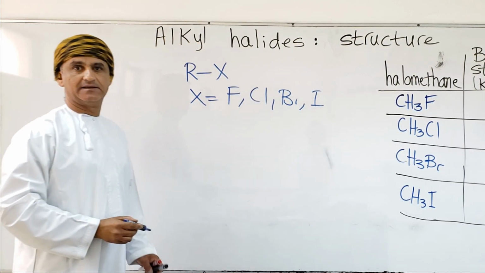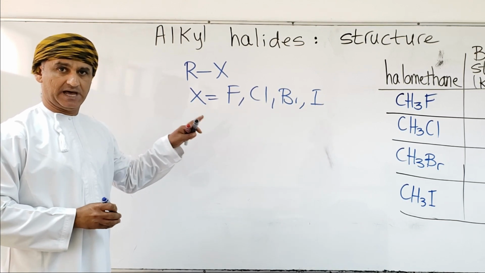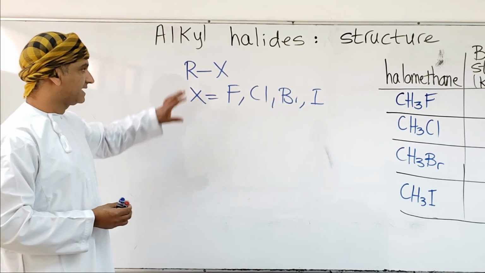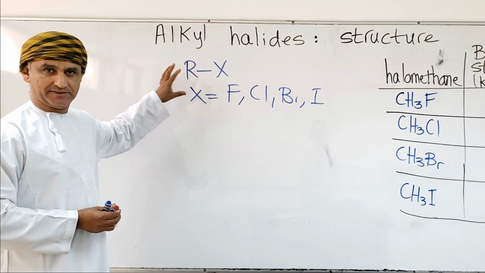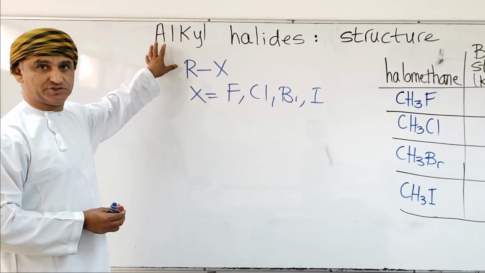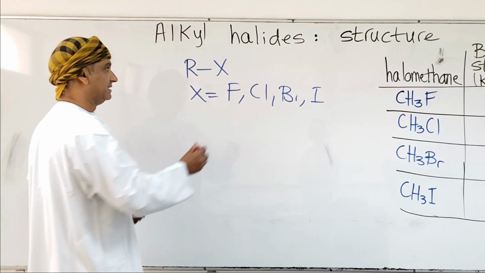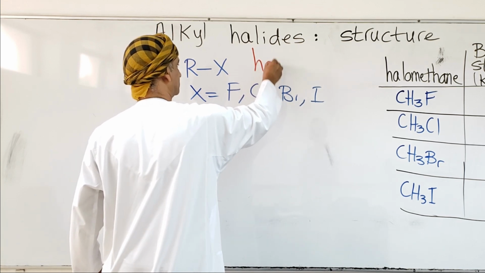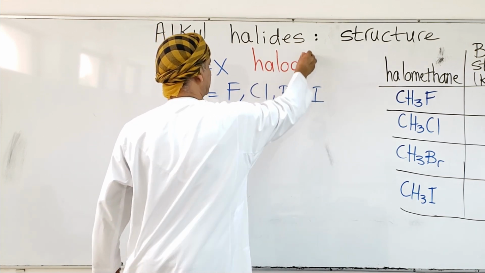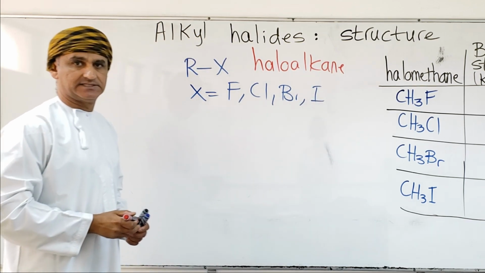Group 7A elements in the periodic table, halogens basically. So again, an organic unit that is bonded to a halogen. They are called generally alkyl halides or sometimes haloalkanes. So haloalkanes is also a possible general name for alkyl halides.